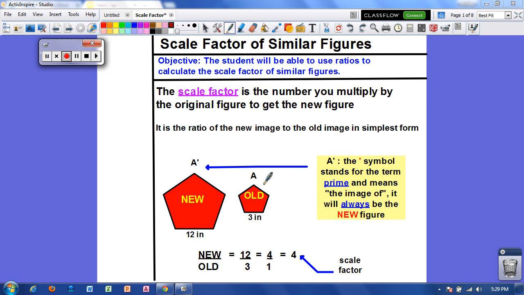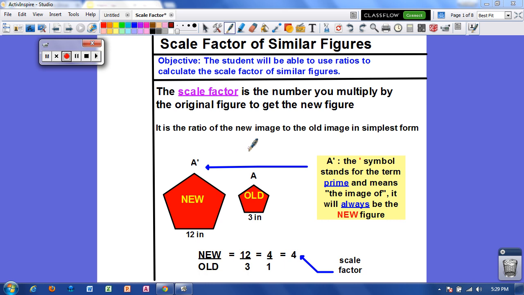Well, as you see here, this old figure has the letter A, and that's just labeling this point as A. The new figure has this point labeled as A, but it has this little apostrophe next to it. Well, that symbol actually stands for the term prime, and prime literally means the image of. So whenever you see this prime symbol, that means this is going to be the new figure.